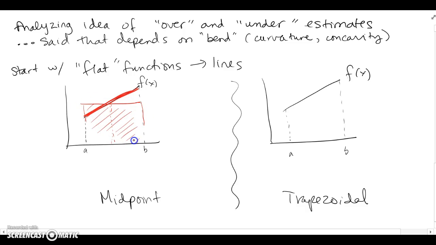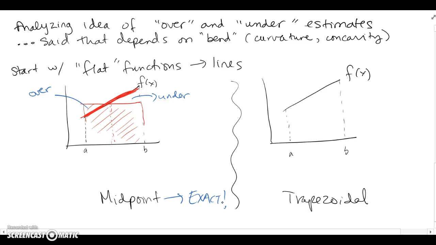notice what happens. As much as it goes over, because this is a line, it goes that same amount. These are two congruent shapes. It goes that same amount under. So here it goes under, but by the exact same amount it goes over. Therefore, for a linear function, we have the midpoint rule having an exact answer. It's an exact approximation. In other words, it's not an approximation. For linear functions, the midpoint rule will be exact. It won't have any error.